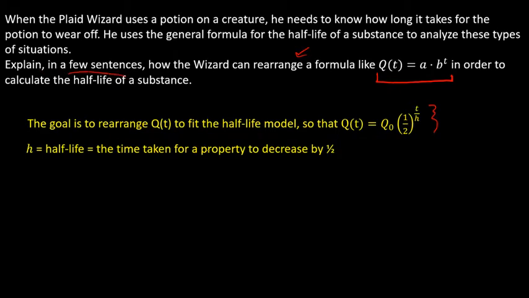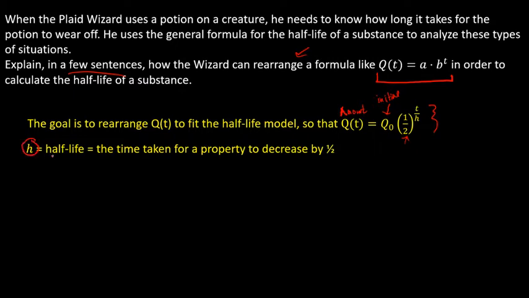Your answer should be a few sentences long. I would say at least 3 sentences is going to be needed to fully convey your message, okay? So remember, the goal is to get your function in a format that looks like this, where Q of T is the amount or the concentration, Q sub 0 is the initial, 1/2 is the ratio or percent, T, in this case, I think we're talking about time, and H is the half-life. So, again, Q of T equals Q sub 0 times 1/2 to the T over H.